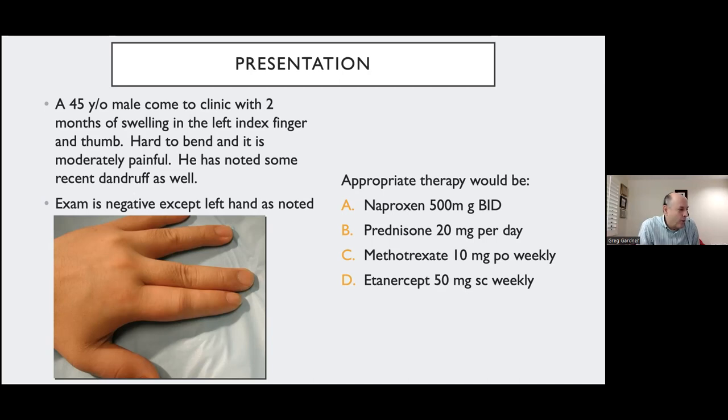I also want to know, what do you call that finger? I want to give us a name for what that finger is. It's a classic finding for this kind of arthritis. Yeah, good. Room consult for sausage digit.